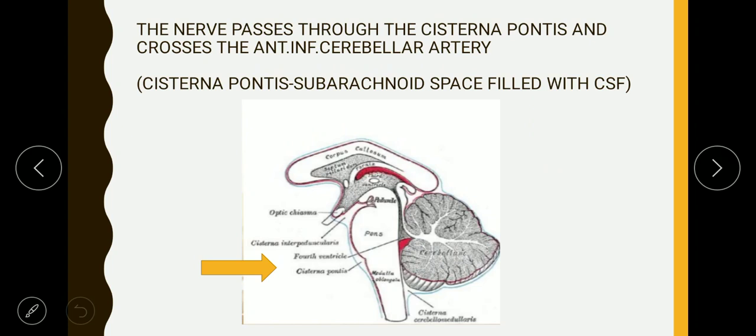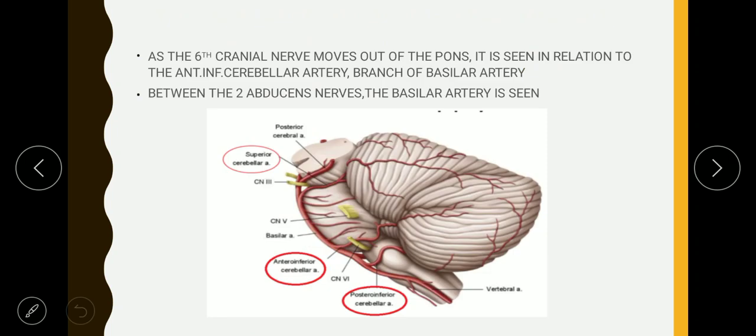Once the nerve emerges out of the pontomedullary junction, it passes through the cisterna pontis. Here the cisterna pontis can be seen, which is nothing but a subarachnoid space filled with CSF. Then the nerve is seen in relation to the anteroinferior cerebellar artery, which is a branch of the basilar artery. So let us see more about this in detail now.